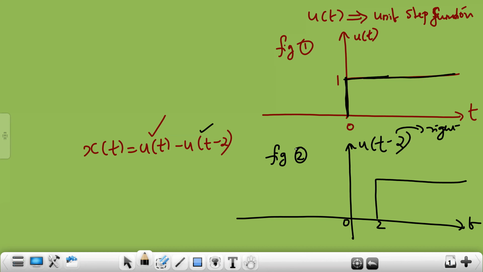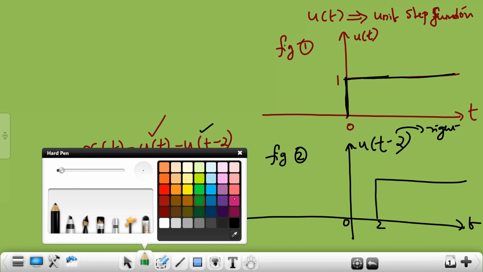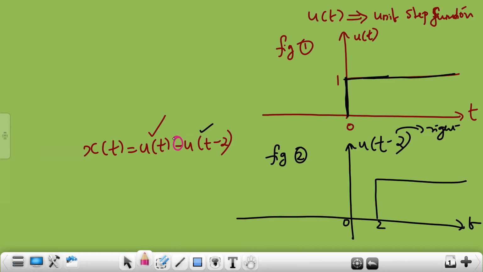Now what we need to perform? You need to subtract the two signals, this signal minus this signal. Try to subtract these two signals, figure 1 minus figure 2. Here you don't have anything at all. Here also you don't have anything. So it is 0 minus 0, which is 0.